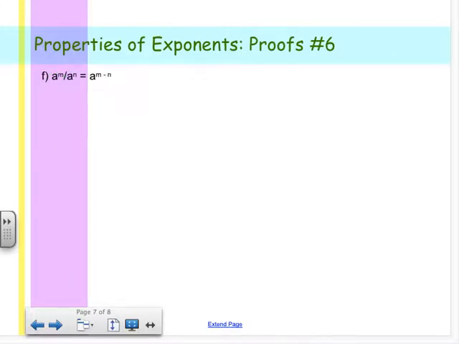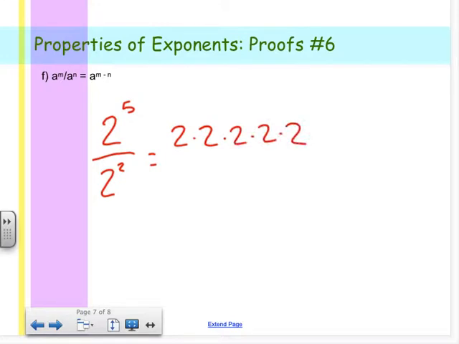And that one's going to be a key one moving forward when we look at simplifying various expressions. Next one, when I'm dividing two things of the same base, I'm going to subtract their exponents. So we'll look at an example. If I look at 2 to the 5th over 2 squared, I'm going to write this in expanded form like I have a few other times.